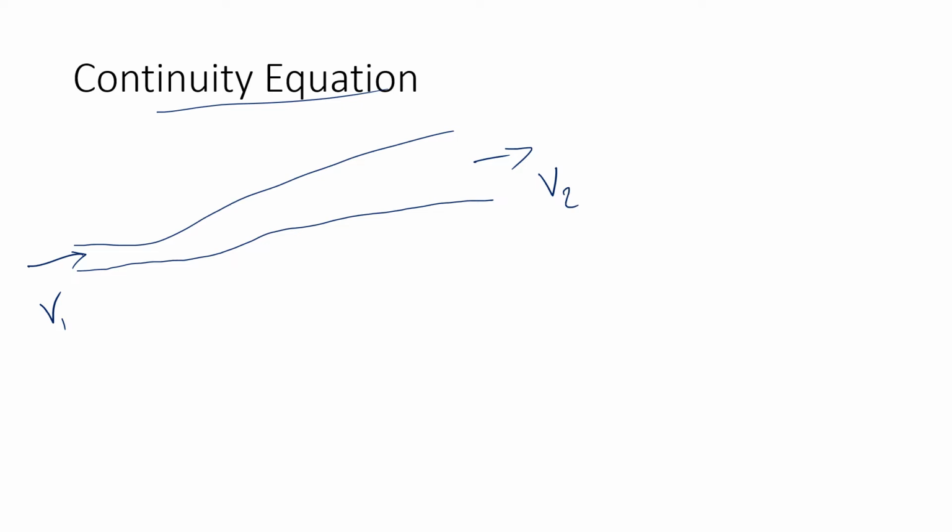Now, this is going to happen at a particular rate, so we're going to have it per second. Okay, so we're going to have V1 over T is going to equal V2 over T. So if you put 3 units of volume in, you're going to have to get 3 units of volume out per second.